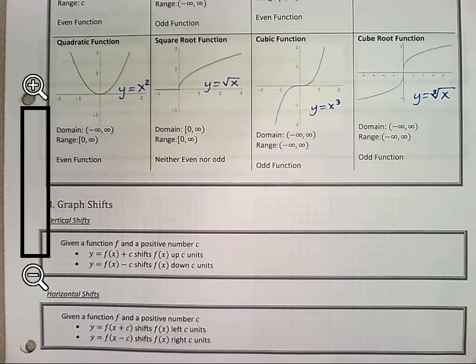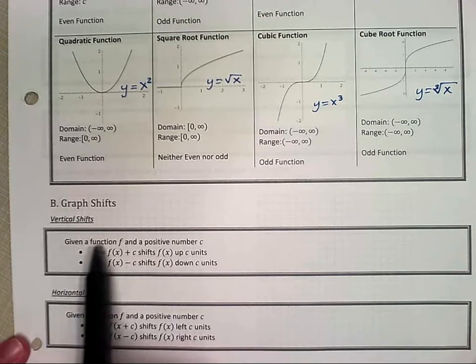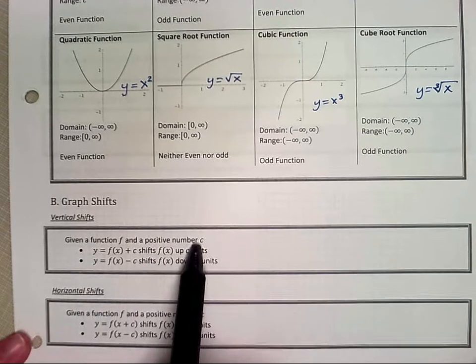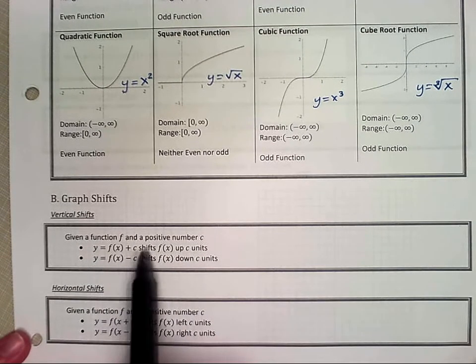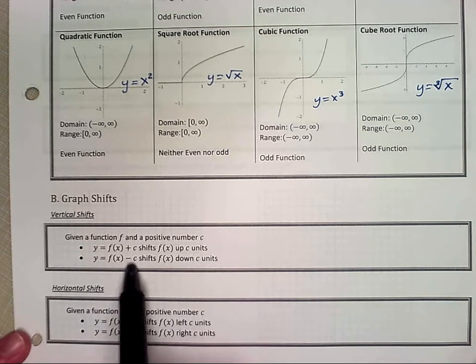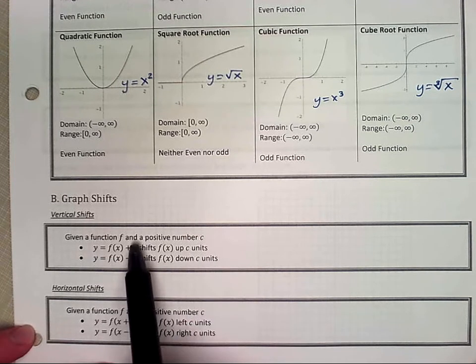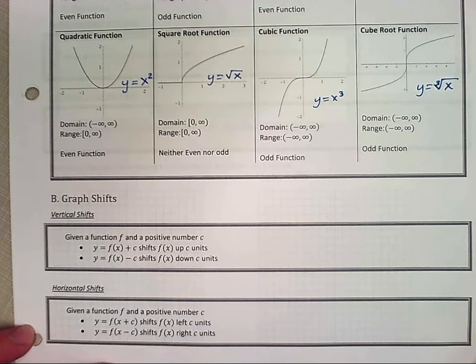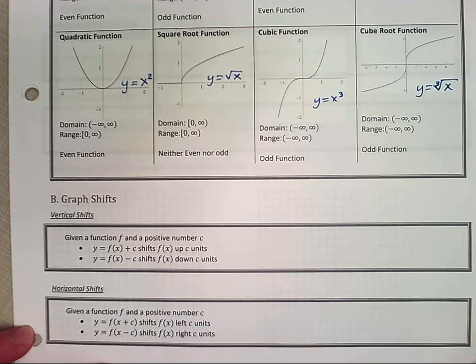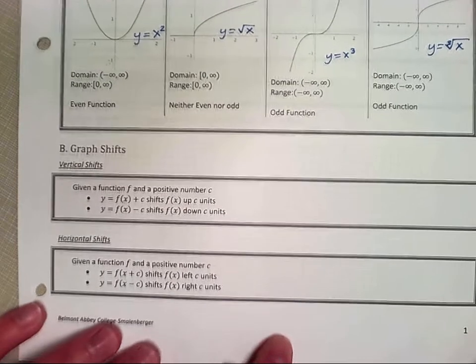Okay, so the first graph shifts we're going to talk about are vertical shifts. Given a function f and a positive number c, y equals f of x plus c is a shift up c units, and y equals f of x minus c is a shift down c units. So if I'm adding or subtracting outside of the main function, then that moves my graph up or down. So outside is up or down.